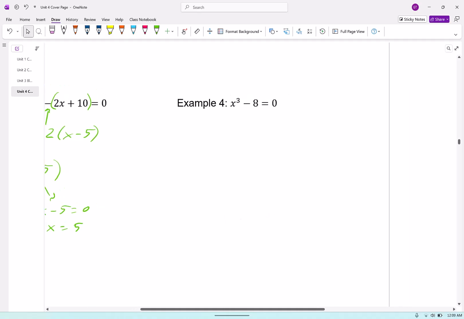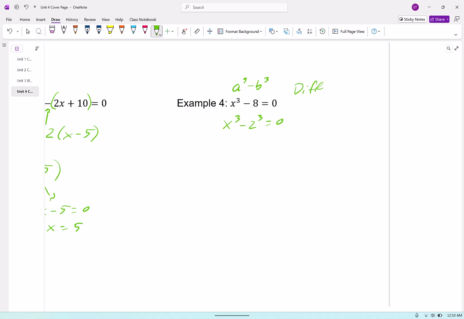Well, again, I see only two terms, which kind of makes me start thinking this might be a special case, and it actually is. This is the difference of perfect cubes, but again, I got to put it into its a cubed minus b cubed form. And so I got x cubed minus 2 cubed equals 0. All right, so when I got this, this is where I use the difference of perfect cubes. And this is where I use my SOAP.